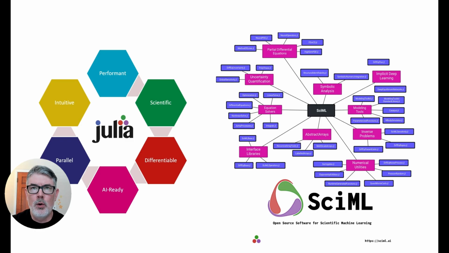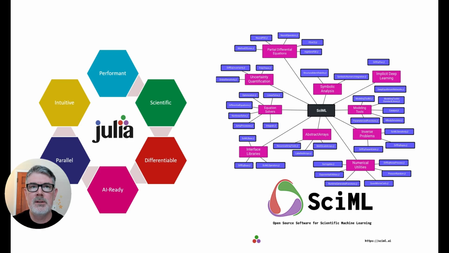Julia is performant, near C++ speed. It's scientific, built from the ground up for technical computing. It's differentiable, automatic differentiation is native. It's AI-ready, modern machine learning tools are first-class citizens. It's parallel, built for modern hardware, and it's intuitive, syntax that feels like Python or MATLAB.